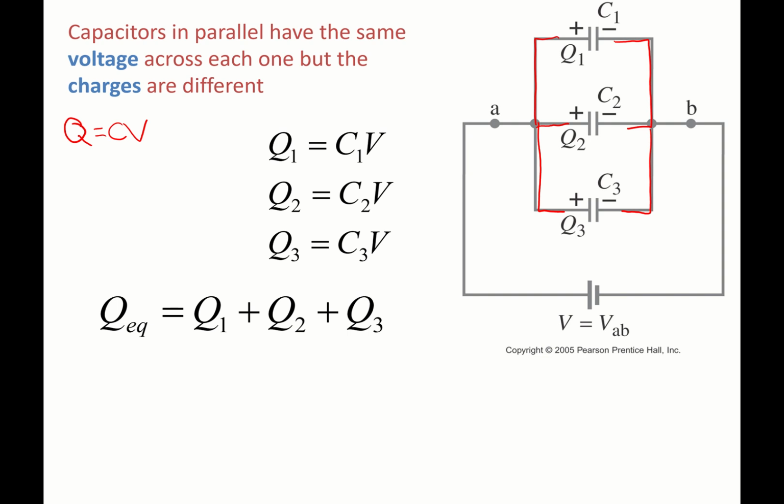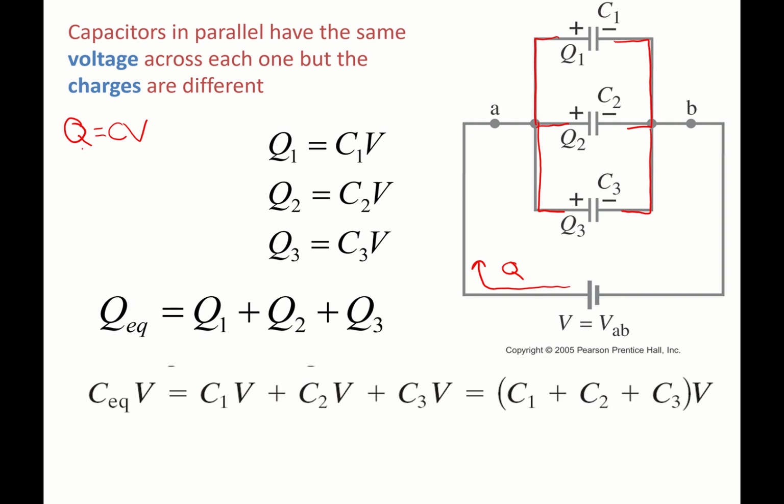C3 times V. So if we hook those capacitors up to a battery, what's going to happen is a total amount of charge Q is going to flow out of the battery and it's going to get split up, part of it on capacitor 1, part of it on capacitor 2, and part of it on capacitor 3. So what we know is that the total charge that flows out of the battery is going to be equal to Q1 plus Q2 plus Q3.